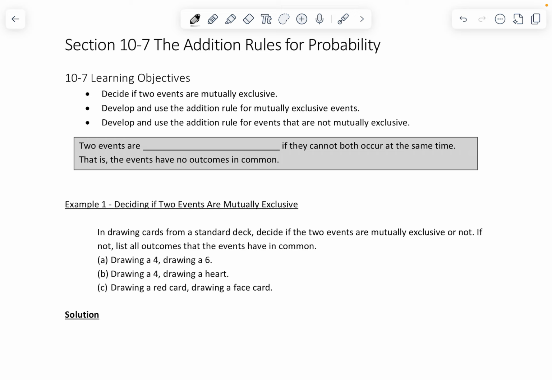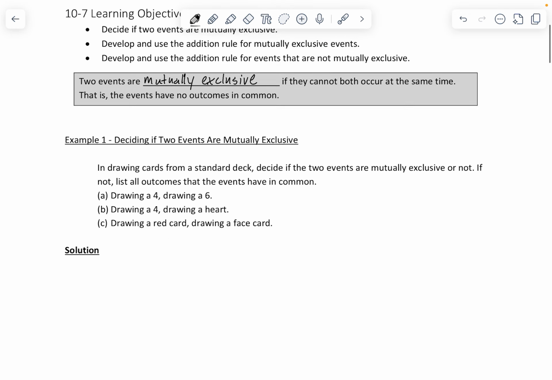So let's dive in, and let's begin by defining the term mutually exclusive. Two events are mutually exclusive if they cannot both occur at the same time. That would be events that have no outcomes in common. Let's explore this idea with an example.